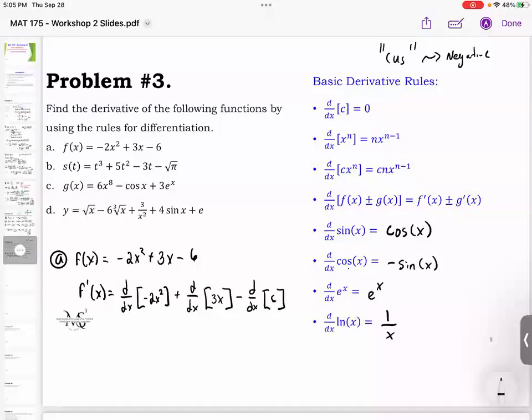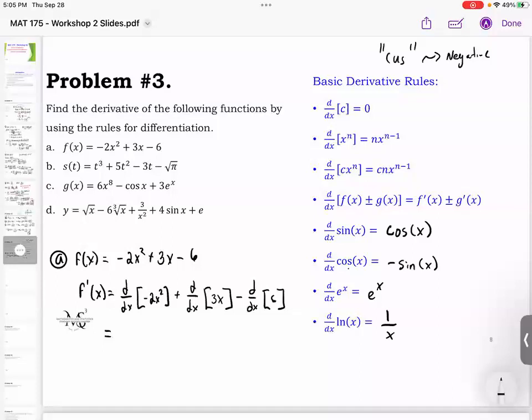The second line is saying that I am going to take the derivative of each of these terms using one of the basic derivative rules. For example, the derivative of negative 2x squared and the 3x can be done by using our rule number 3, the constant multiple rule. And the derivative of 6 can be done using our simple first rule, the constant rule. Okay, so here's how this goes.